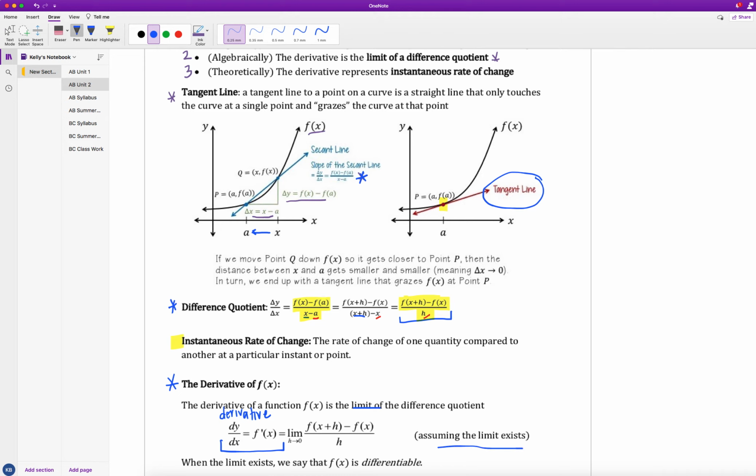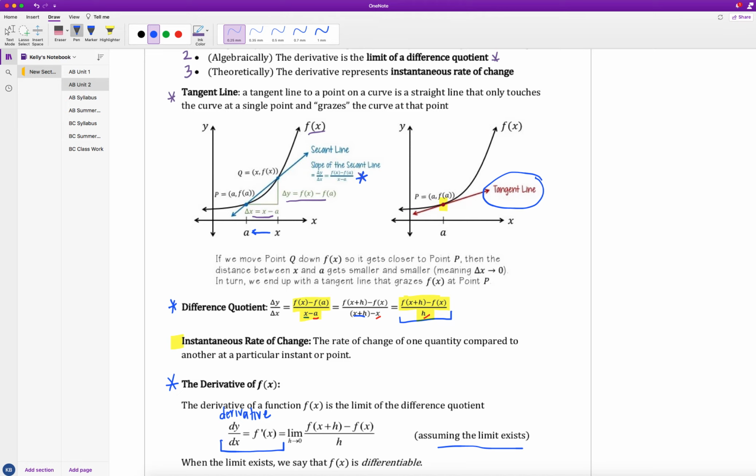As we're going to talk about later in this unit, not every derivative does exist, but for now we are going to assume that any function we're trying to find the derivative of, that derivative does exist, and later on at the end of this unit we'll talk about, well, what happens if that's not the case.